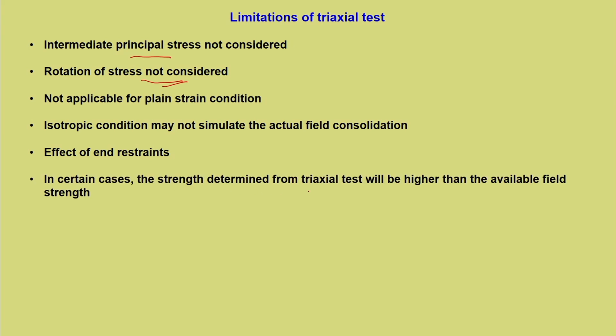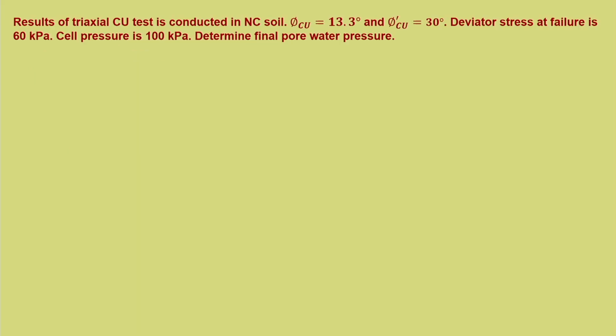In certain cases, the strength determined from a triaxial test will be higher than the available field strength. A very good example is the isotropic consolidation. There it will be different, and the strength that we get finally will be different. We finish the discussion of the additional aspects.